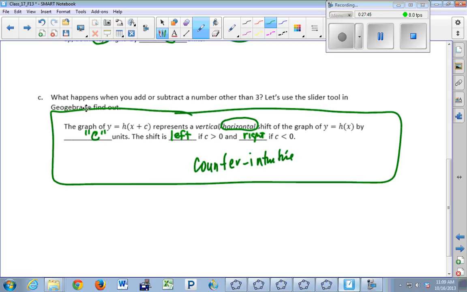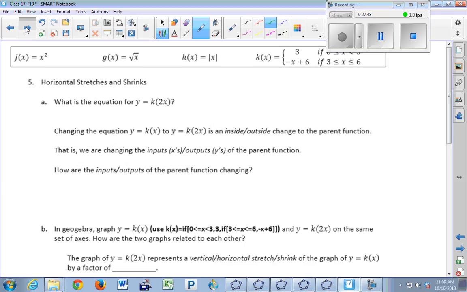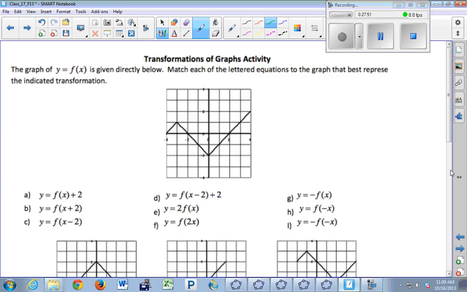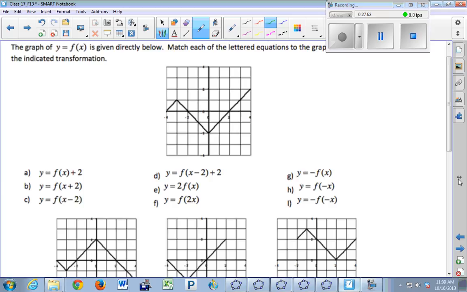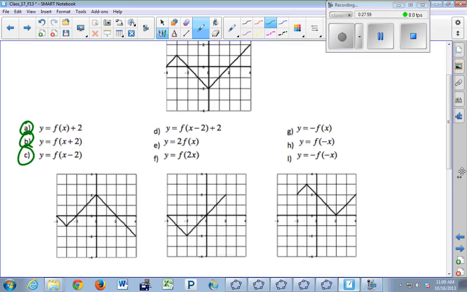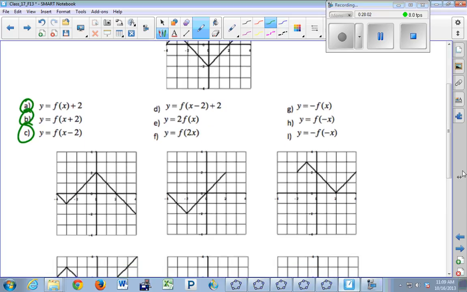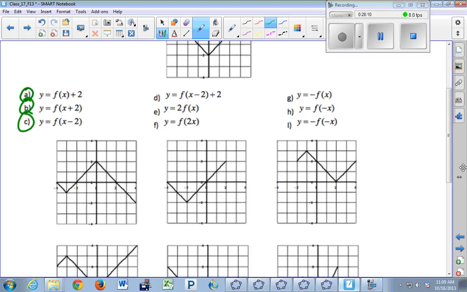So what I want you to do now is skip to your activity sheet real quick. Here we go. I'd like you to do A, B, and C. See if you can match the graph below. Put A, B, or C on the appropriate graph. And then below it say horizontal or vertical shift, up, down, left, right, and how many units. So then write in what the actual transformation is. Label each graph with the appropriate letter, and then describe the transformation in words.